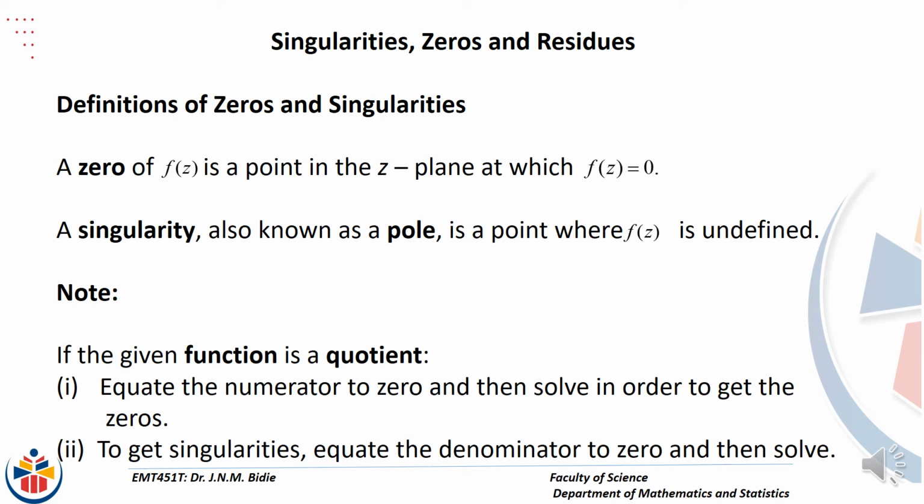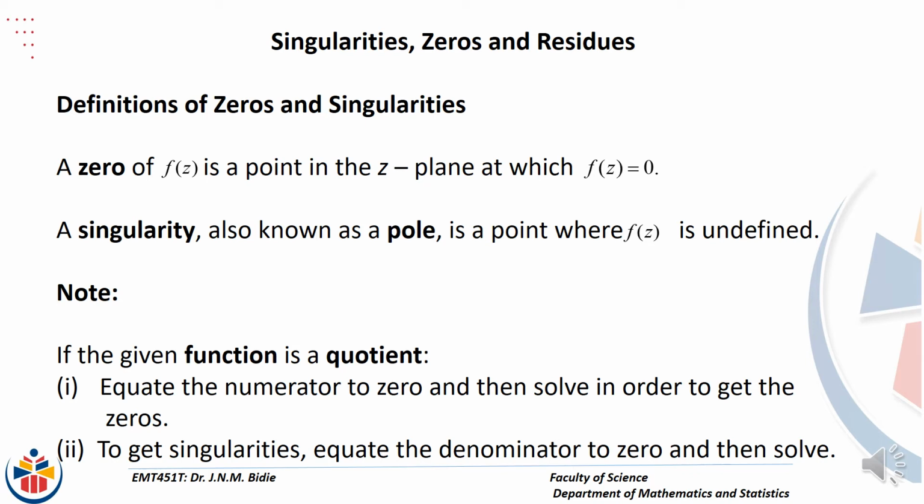Then we go to singularities, zeros, and residues. We'll start with the definitions. A zero of a complex function f of z is always a point at which f of z is equal to 0. Then a singularity, also known as a pole, is a point where f of z is undefined.